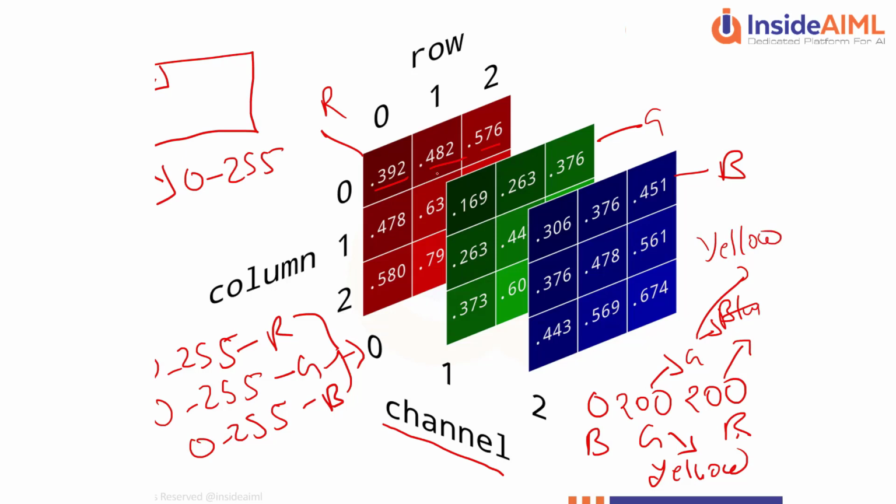So this is how in a colorful image there are three channels, and combining these three channels into a single pixel, we get a particular color at that particular portion of our image. So this is a point to be noted.